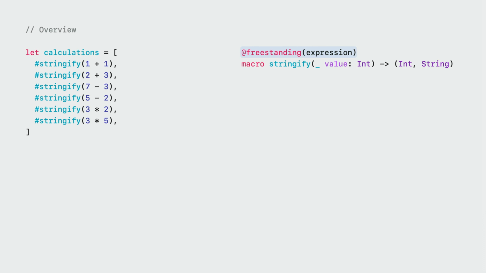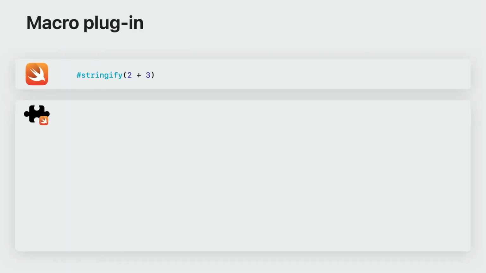After checking that all the arguments match the macro's parameters, the compiler performs the macro expansion. To see how that works, let's focus on a single macro expression. To perform the expansion, each macro defines its implementation in a compiler plugin. The compiler will send the source code of the entire macro expression to that plugin. The first thing that the macro plugin does is to parse the source code of the macro into a Swift syntax tree.